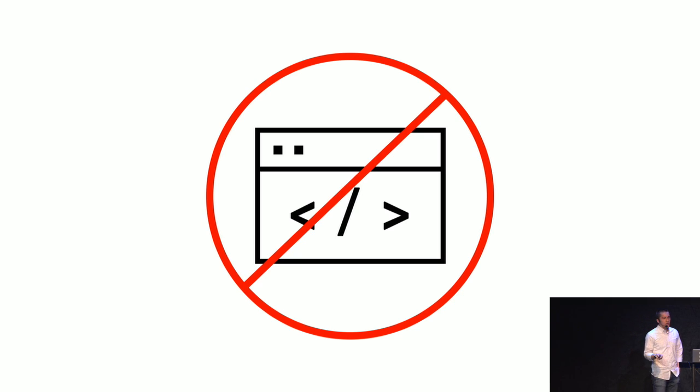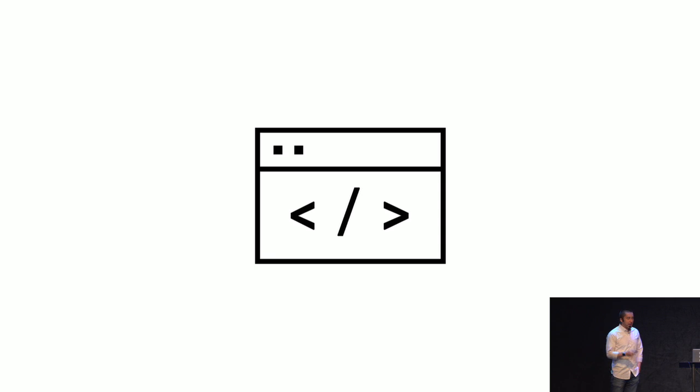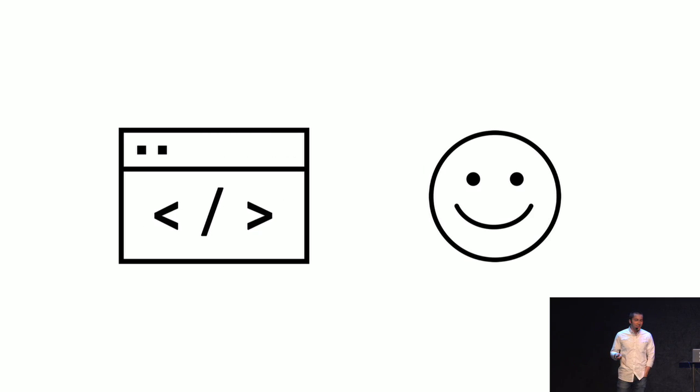So at this point, we're still not writing code. So the next step is to build the 0.1. And finally, engineers could rejoice because this is the part where we actually get to write code.